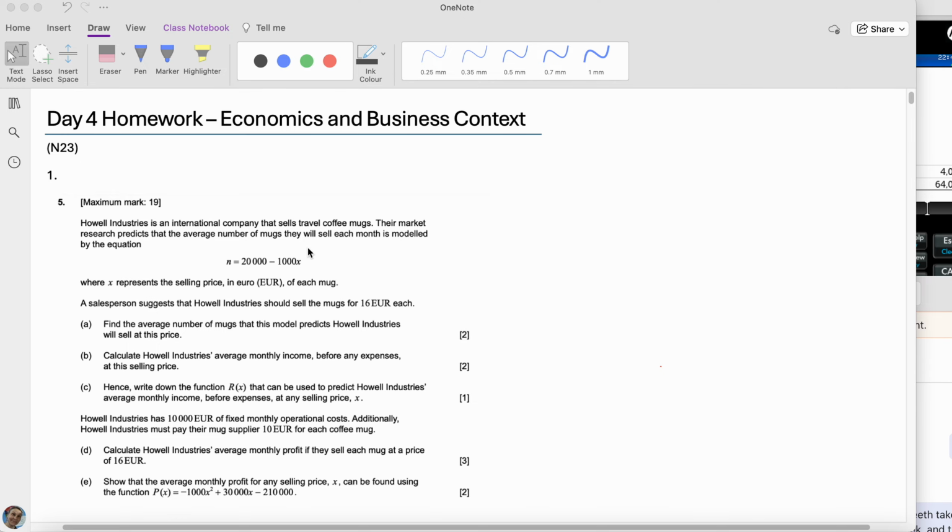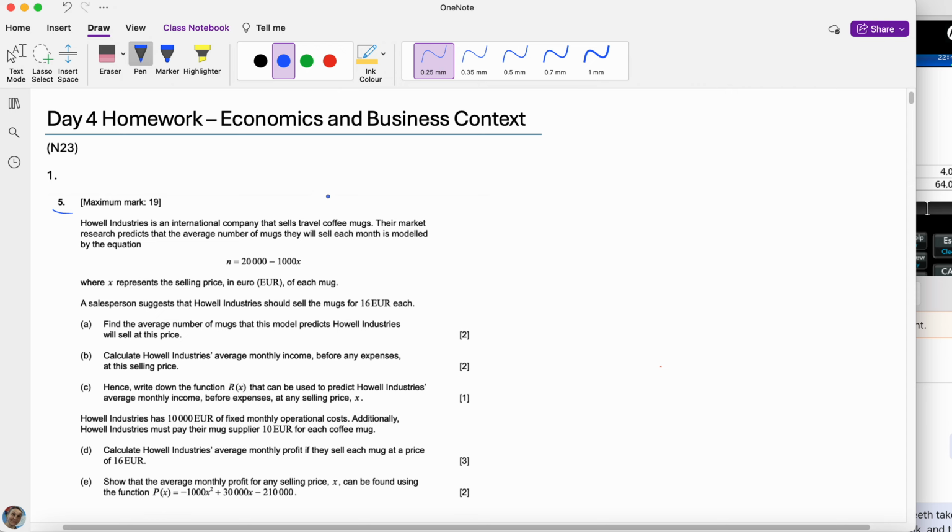This one is from Economics and Business, November 23. You can see it's a paper 2 and question 5. Another last question on the exam, and it's 19 marks. So you're looking at pretty much a quarter of your paper 2. That's a lot. Okay, let's look.